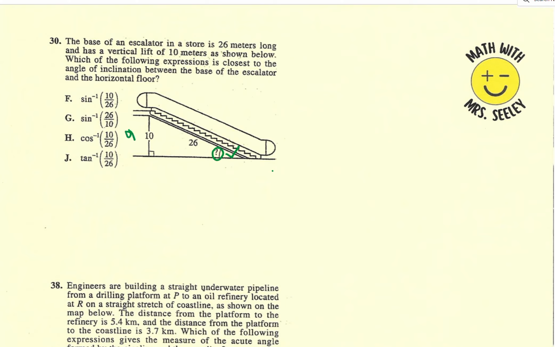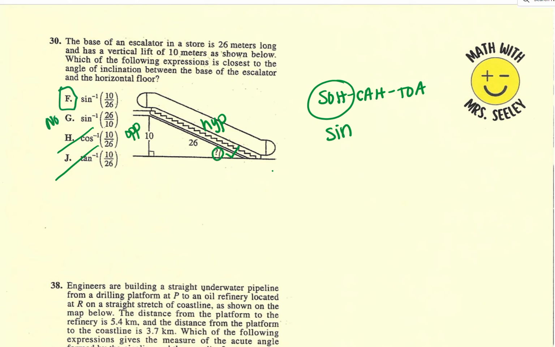This is the opposite because I'm jumping across the street, going opposite side to get to it. This is the hypotenuse, because it's across from the right angle. According to SOH-CAH-TOA, when they give me the opposite and the hypotenuse, they're talking about sine. So therefore, it has to be F or G. And which one is it? Sine is 10 over 26, not 26 over 10. So see how simple that was?